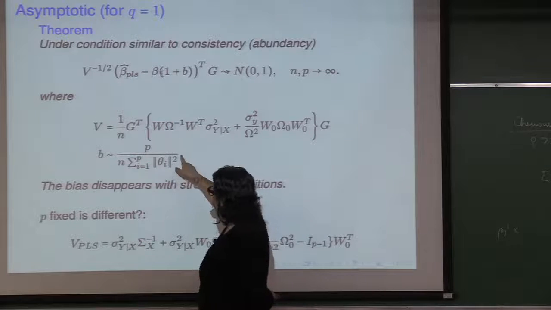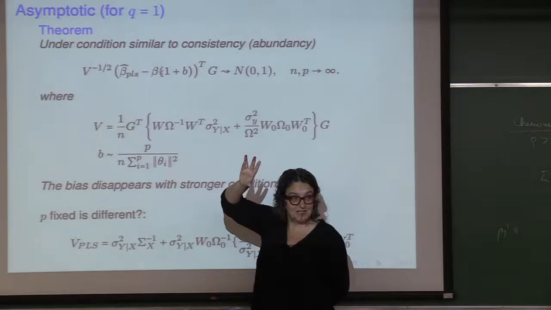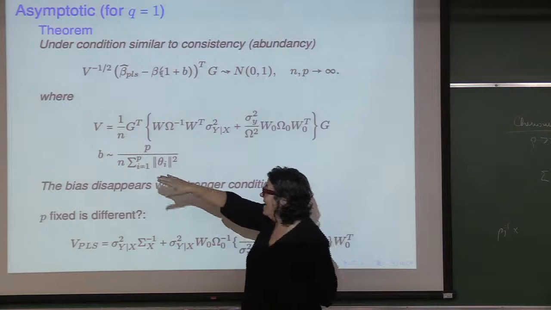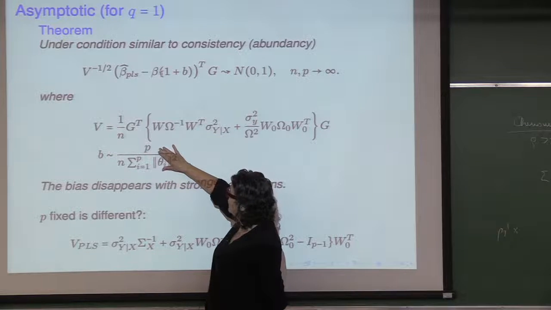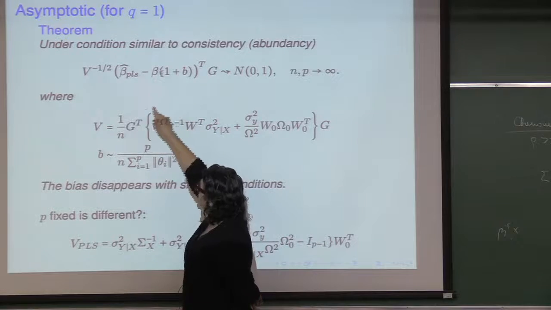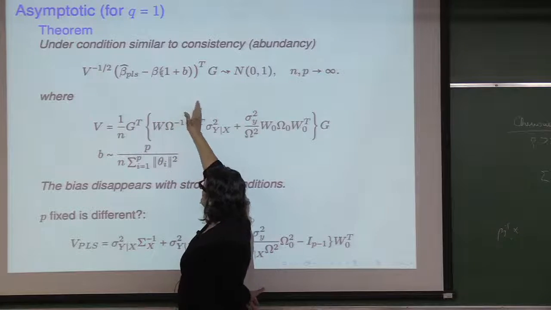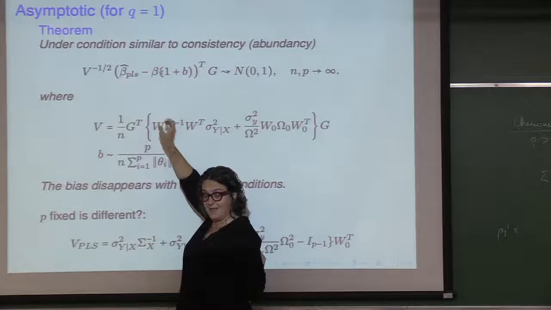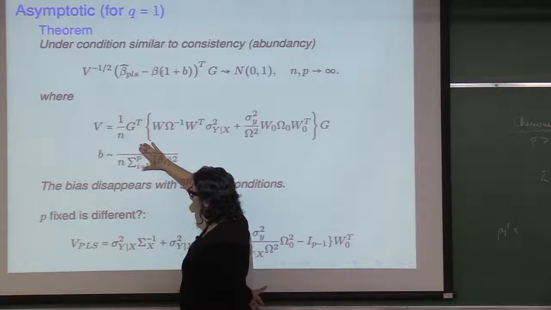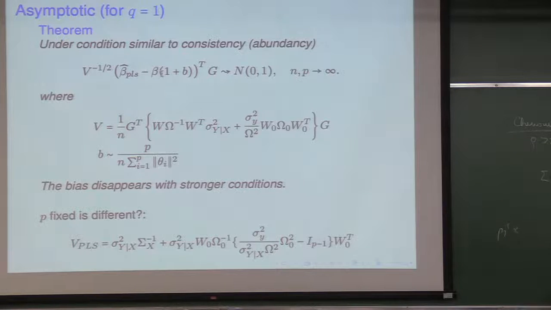And what happened? Even if this is going to 0, because remember that I told you I had to ask this to go to 0 to have consistency, still you cannot get rid of the bias. If this goes to 0, you still have this B to the minus 1/2 and the beta to take care of, to be able to get rid of the bias. To get rid of the bias, you need something stronger than the consistency. I will show you a picture where you see the bias.